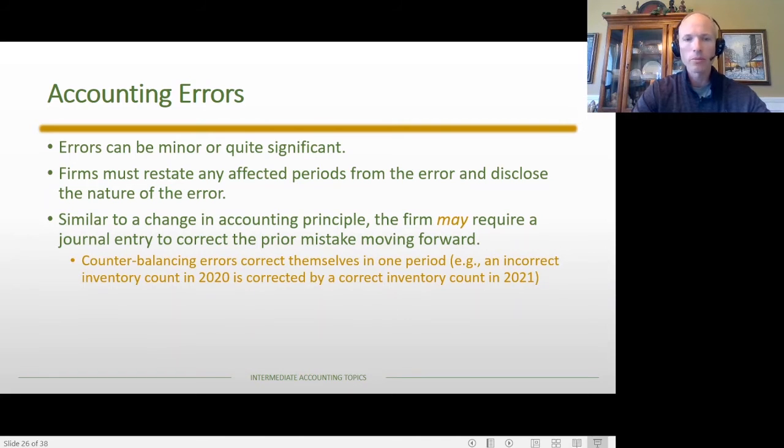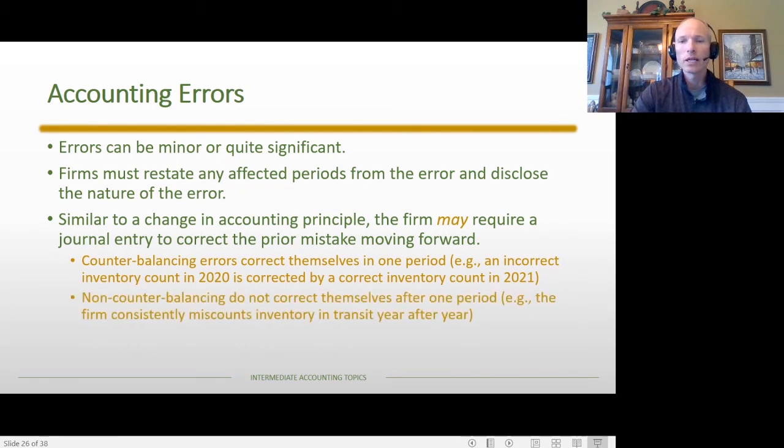One is called a counterbalancing error. And a counterbalancing error is one that corrects itself within one period. So in other words, if I have an incorrect inventory count in 2020, as long as I do my inventory count correctly in 2021, it's going to counterbalance. Now, cost of goods sold is going to be wrong in both years. It's going to be overstated in one year and understated in the other year. But in total, it's correct. And so understand with a counterbalancing error, if it's already counterbalanced, there's no need for a journal entry. So again, that's why we use the word may.